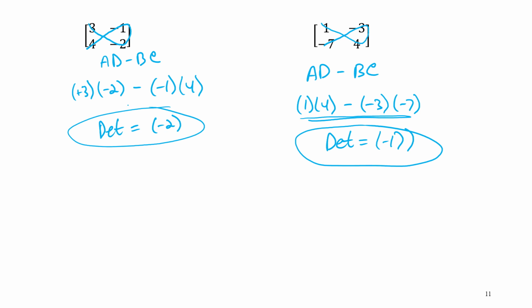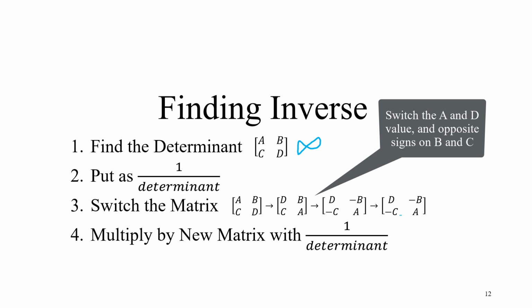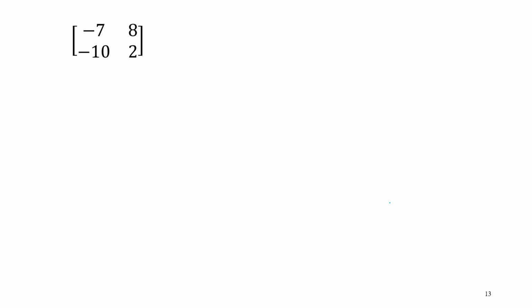So now we're going to look at finding the inverse of these matrices. And so we're going to find the determinant first. So that little fish that we used a little bit ago, we're going to put that determinant value over 1, and then we're going to switch the matrix around, and then we're going to distribute that 1 over determinant into that matrix. So let's look at an example. We have this matrix first, and we want to make sure that we find the determinant first.